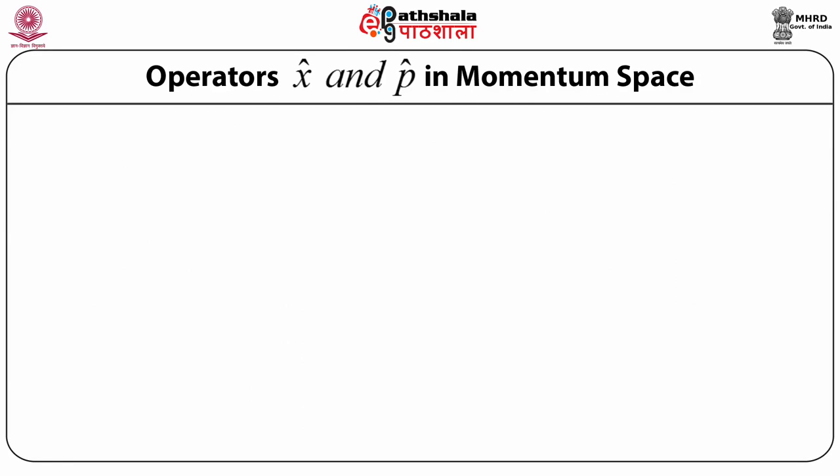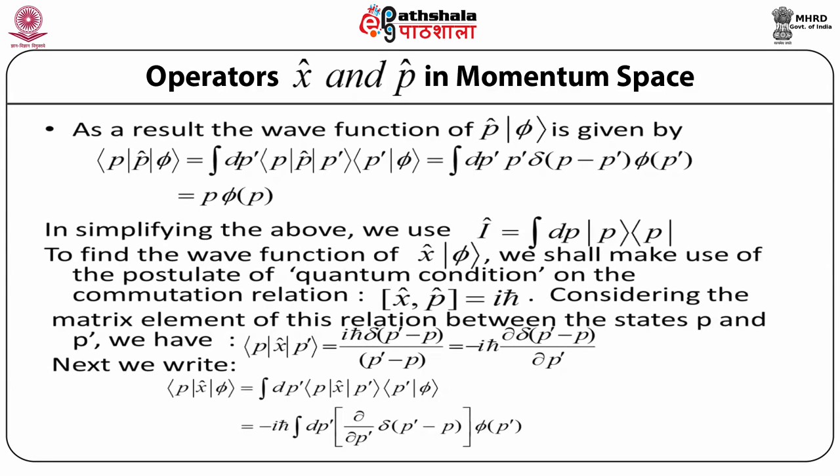Operators x and p in momentum space. As a result, the wave function of operator p acting on state vector phi is given by bra vector p, operator p, ket vector phi, equal to integration over dp prime bra vector p, operator p, ket vector p prime, bra vector p prime, ket vector phi. This is equal to integration over dp prime p prime delta(p minus p prime) phi(p prime), and this is equal to p phi(p).